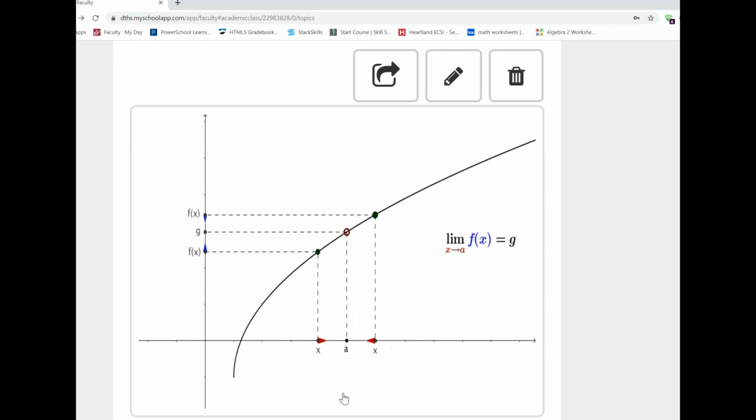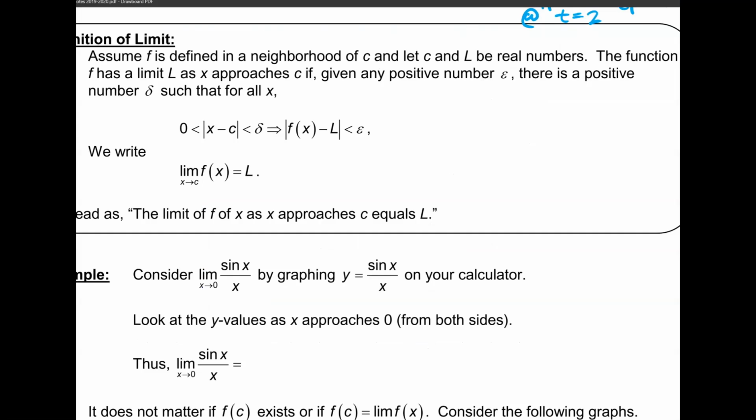Okay, so imagine this moving image. We're going to move back to the notes. I'm going to draw this little picture right here. Here's my function f, and here's an L. Here's my C. So as I approach C from both sides, I approach my limit, my L, from both sides. As I move closer, notice my x is getting closer and closer to my C value.